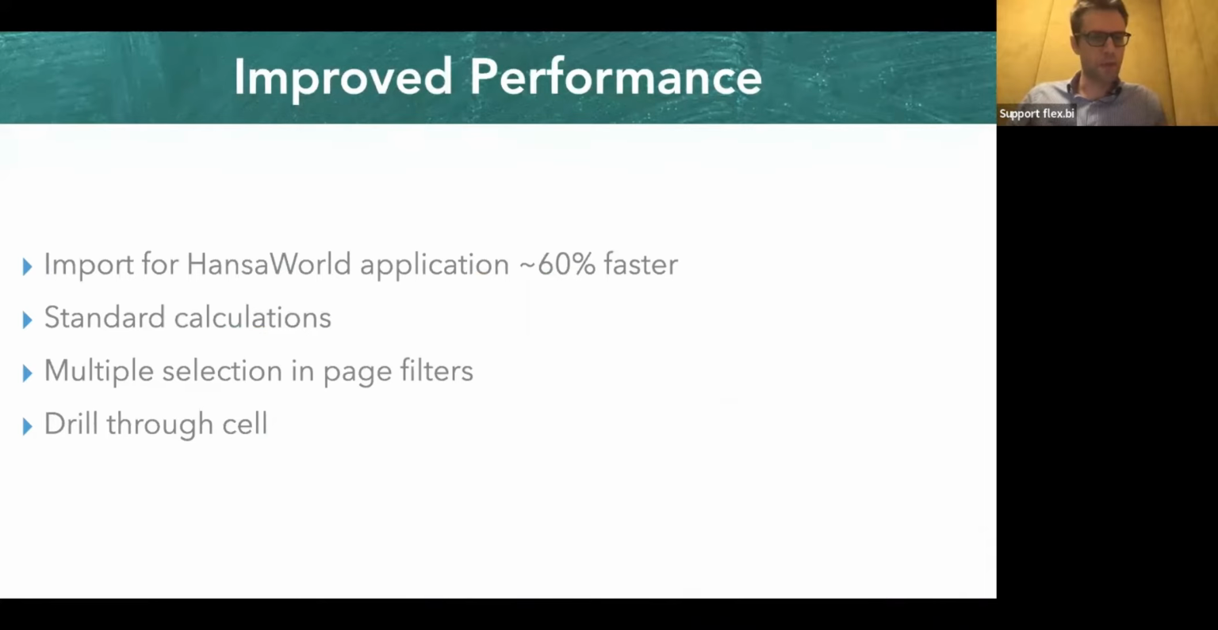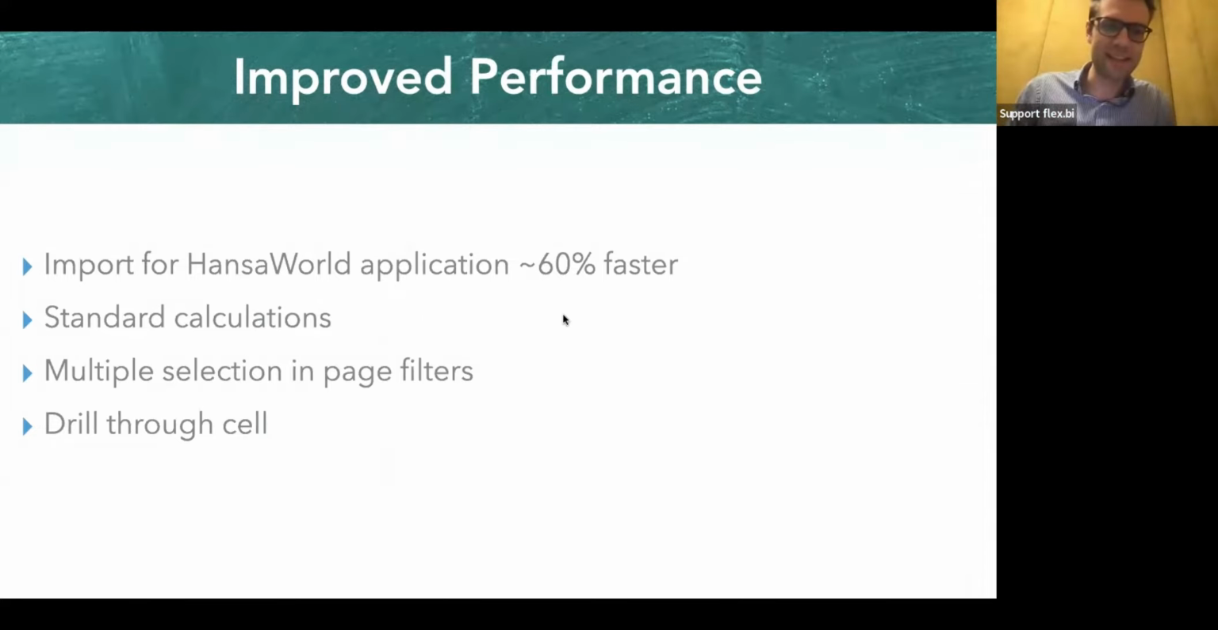Then the newest version has some performance improvements. For the Hanzo application, the import runs around 60% faster compared to previous versions, or you can say it's 2 times faster as well if you compare it the other way. I had a discussion with my colleague about this. And there are also performance improvements in standard calculations, multiple selections in page filters, and drill throughs. Let me show you what all of those three are.